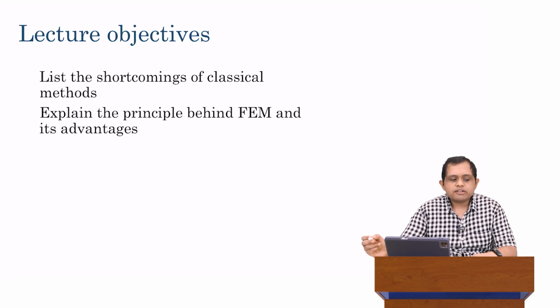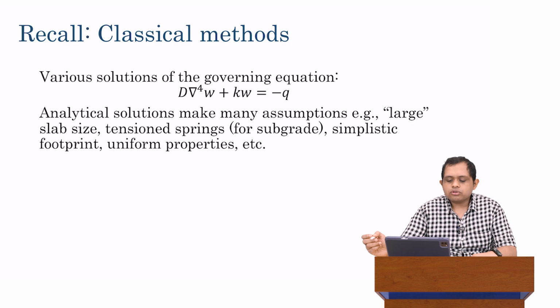Okay, so today's lecture, the objectives will be as follows. First of all, I will list various shortcomings of classical methods. It's somewhat of a review of what we learned, but some of it might also be new. And then I will explain the principle behind the finite element method and its advantages. In today's lecture, we will not actually see the full formulation for FEM for JPCP. We'll have 2 more lectures after this, where we will go into the details of that formulation. Today, I just want to give you an overall idea of what the principle is and see what the benefits of the finite element method are.